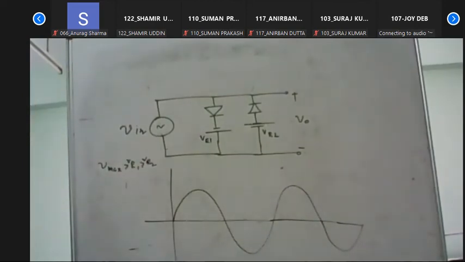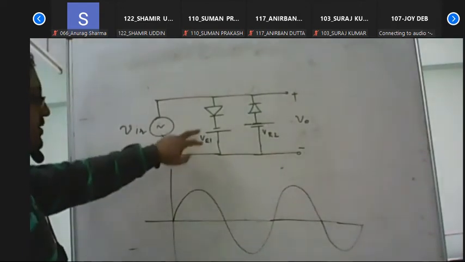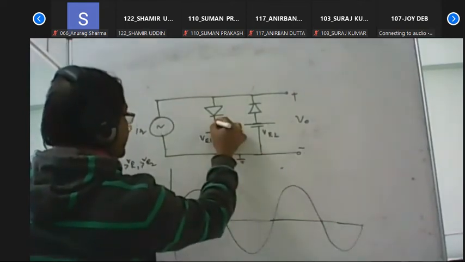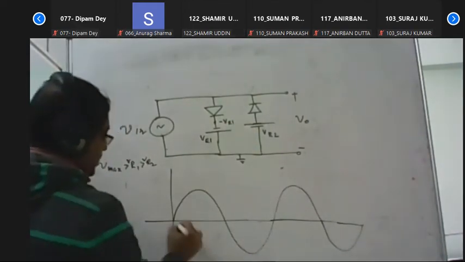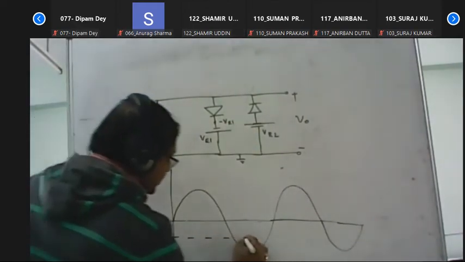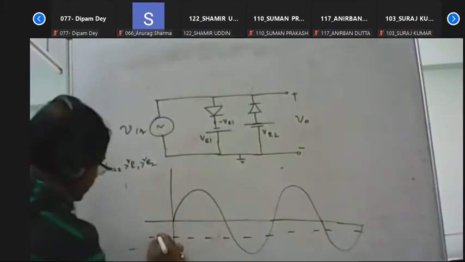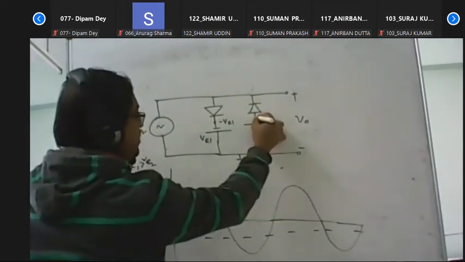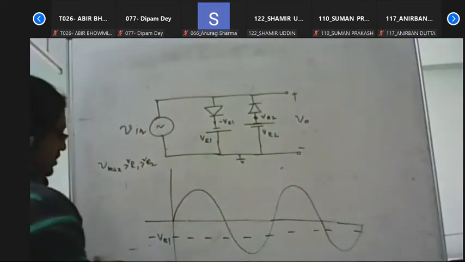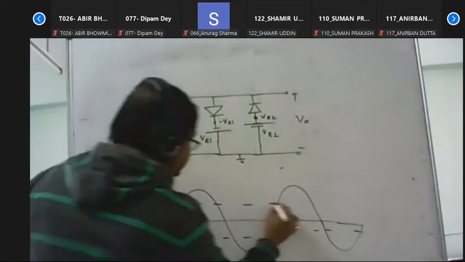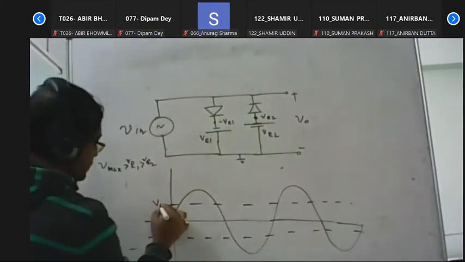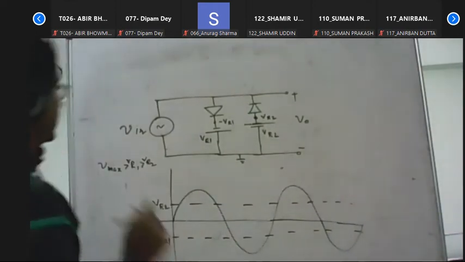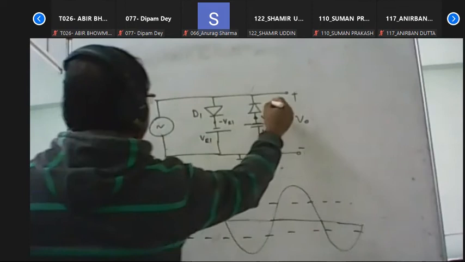Now, at first we draw VR1, a negative power supply, because these are the reference terminals. With respect to the reference terminal, we can apply minus VR1. So now we consider this the minus VR1 reference level. And with respect to this ground terminal, the potential at that point is VR2, so we consider the VR2 level. Now we need to check which diode is on and which one is off, D1 and D2.